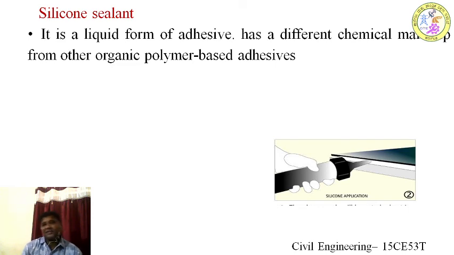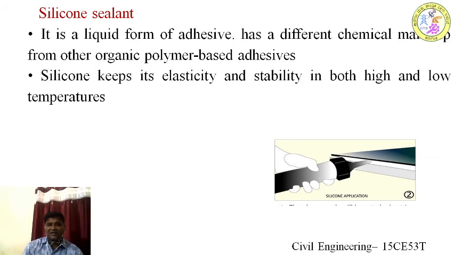Silicon sealant is made from polymers. It's a polymer based adhesive, and it has the properties of elasticity and stability even in high temperatures and low temperatures. Volume is not going to vary. And after finishing it, then I am going to measure the glazing. Usually the glazing will be measured in total surface area, in square meters.